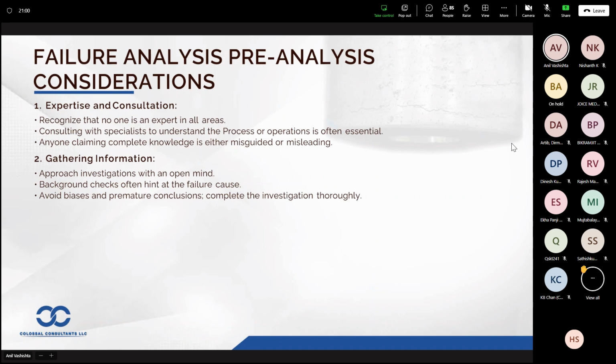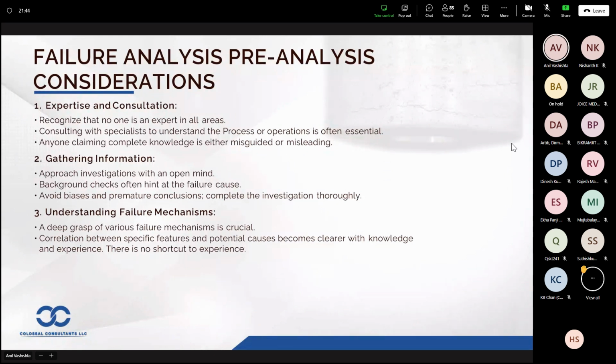So gathering information is very important, and you have to do the gathering of the information with an open mind. You shouldn't have any biases when you're doing the gathering of information. And during the information which you gather at site, you have to do the background checks, because these background checks often lead to the cause of failure. You can get a hint from there. And avoid biases and premature conclusions. Complete the investigation thoroughly and then make a conclusion what is the cause of failure.